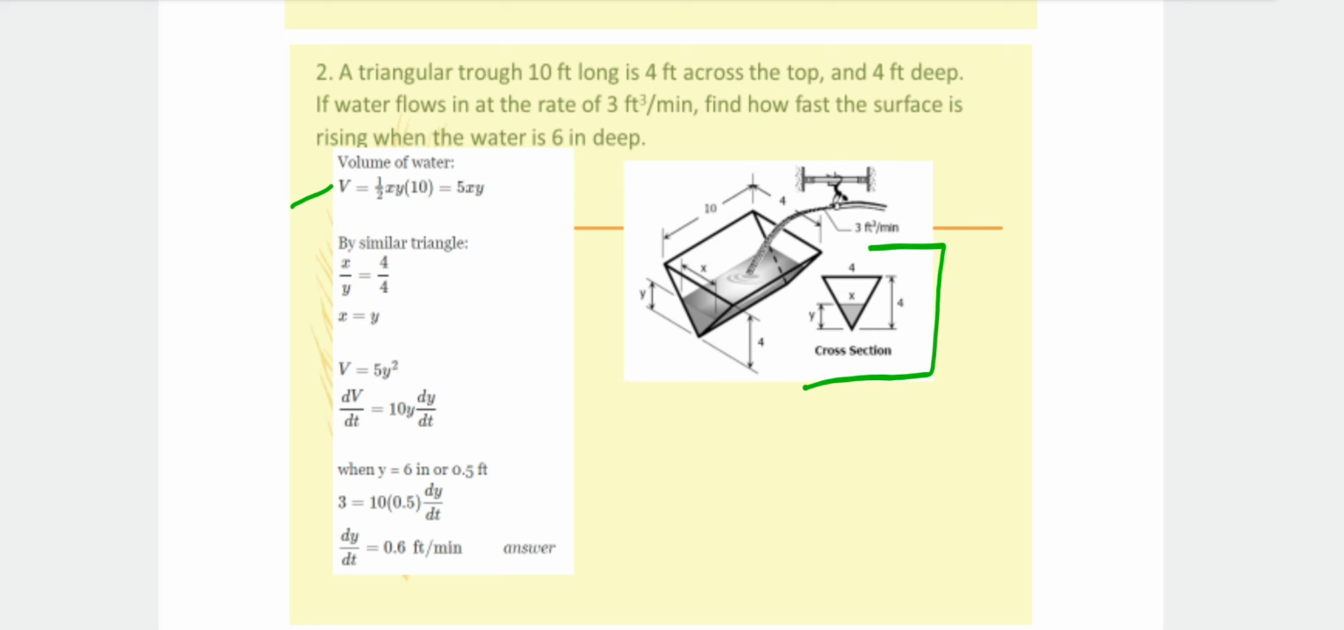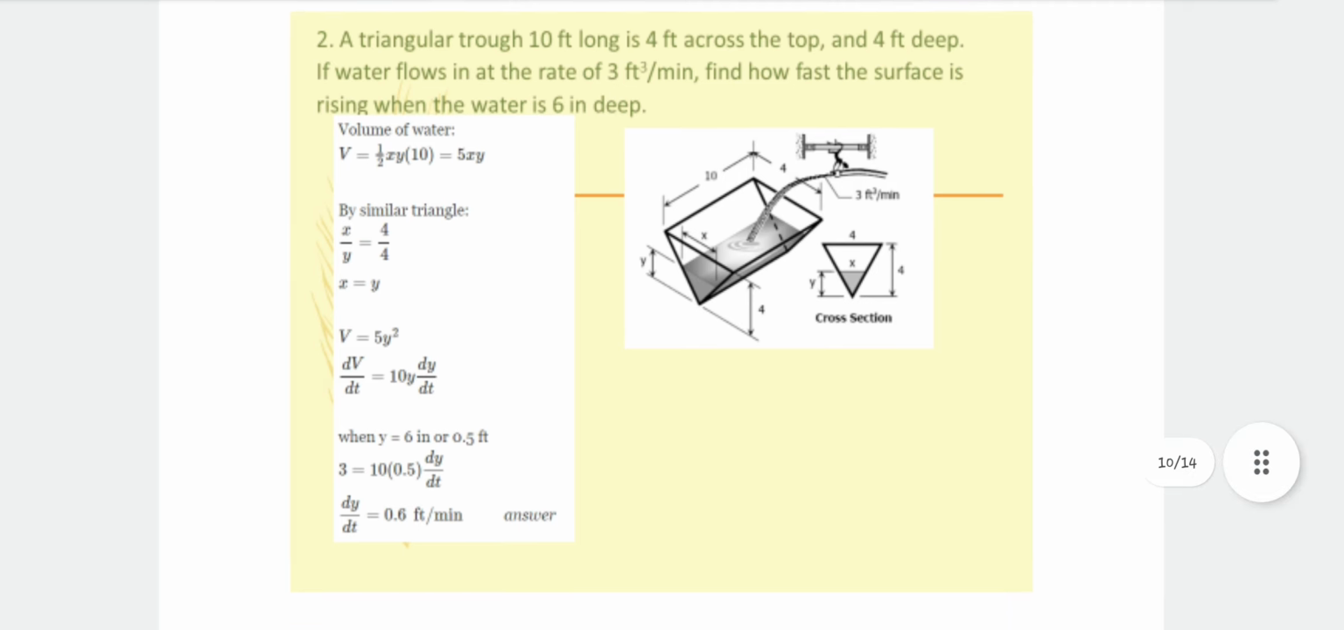And remember, your cross section is in terms of a triangle. Volume is area times height, or area times length. So here, for the volume of our water, let's first get the area, that is 1/2 times base times height, which is 1/2 xy. Then your length is 10 feet long, so your volume is 10 times that.